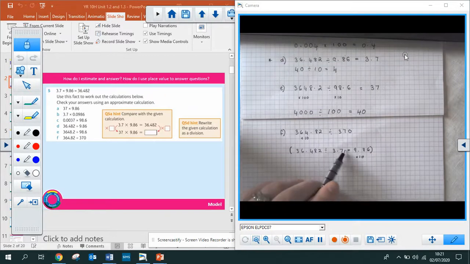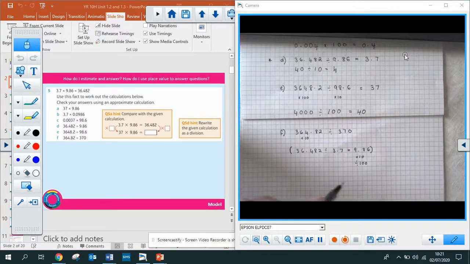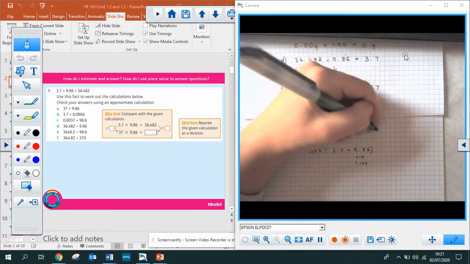Then I look at the 3.7. How have I got from 3.7 to 370? Well, I've timesed by 100. Okay, I've timesed by 100 to get to 370. Remember, as this is bigger, less of them are going to fit in. So I'm actually going to make this one 100 times smaller, to divide by 100. The net effect of timesing by 10 and dividing by 100 is just going to be dividing by 10. So 9.86 divided by 10 would be 0.986.